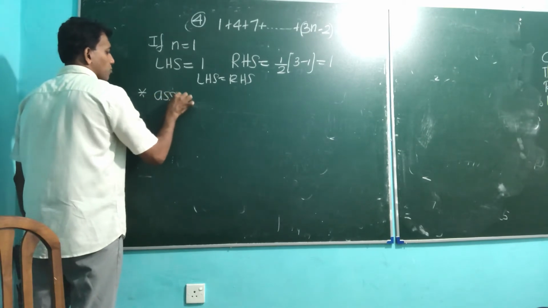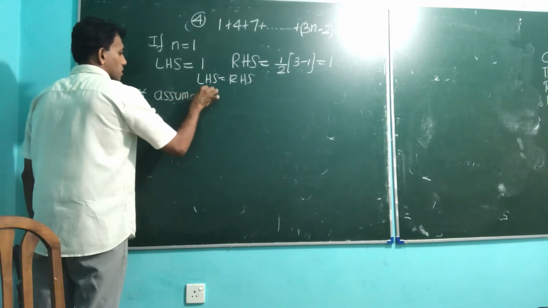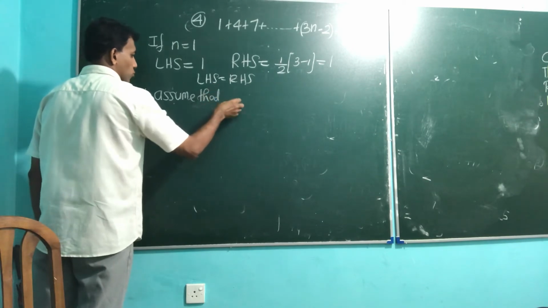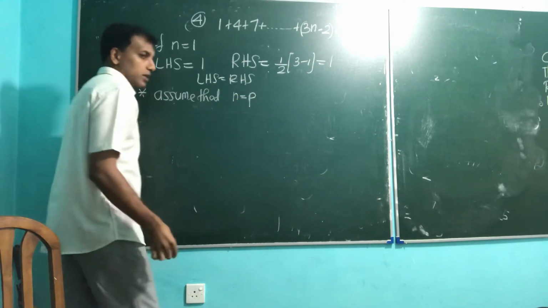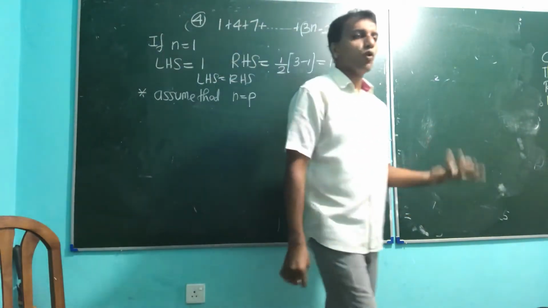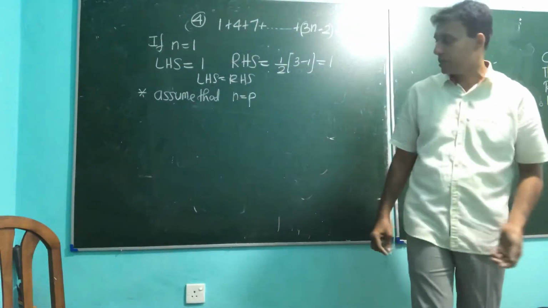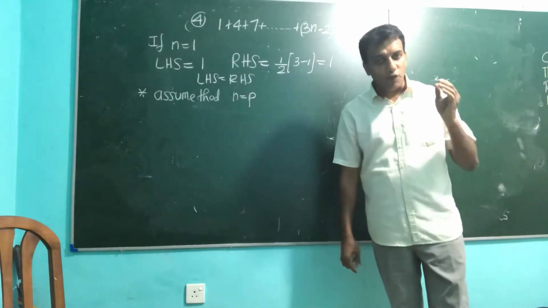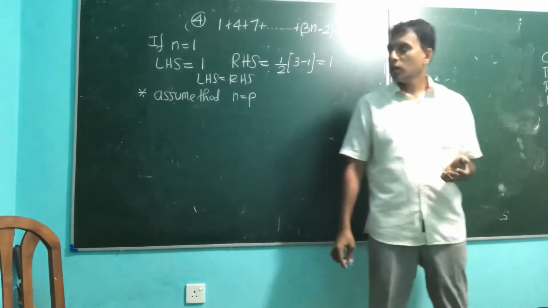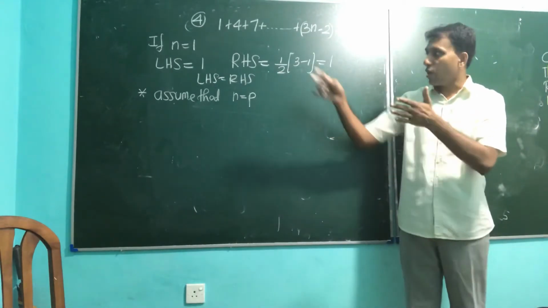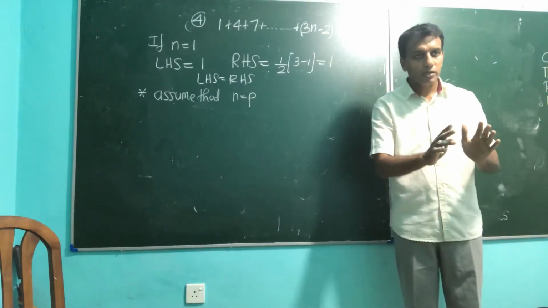Next one, assume that it is true for n equal p. Sometimes we put k also, n equal k, n equal p, right? Assume that the given statement is true for n equal p. Then write everything again, where there is n, say p.